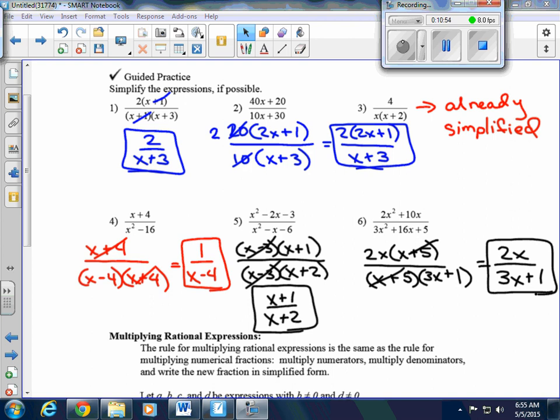And here are the answers in simplified form. Notice number 3 was already simplified. There's nothing we can do with that one. The big thing in all these problems is you want to factor them and then take out the common factors that you can.